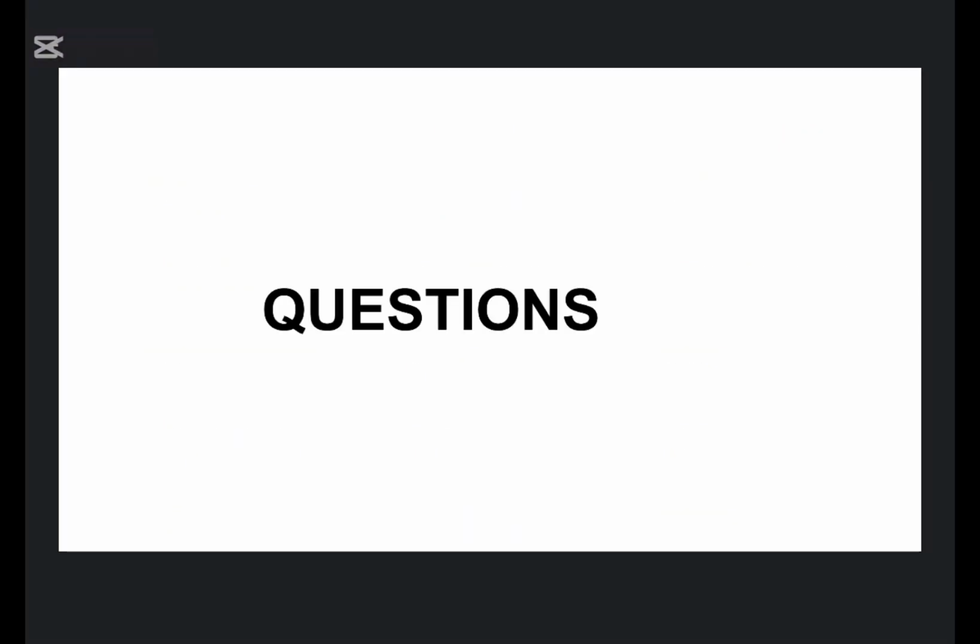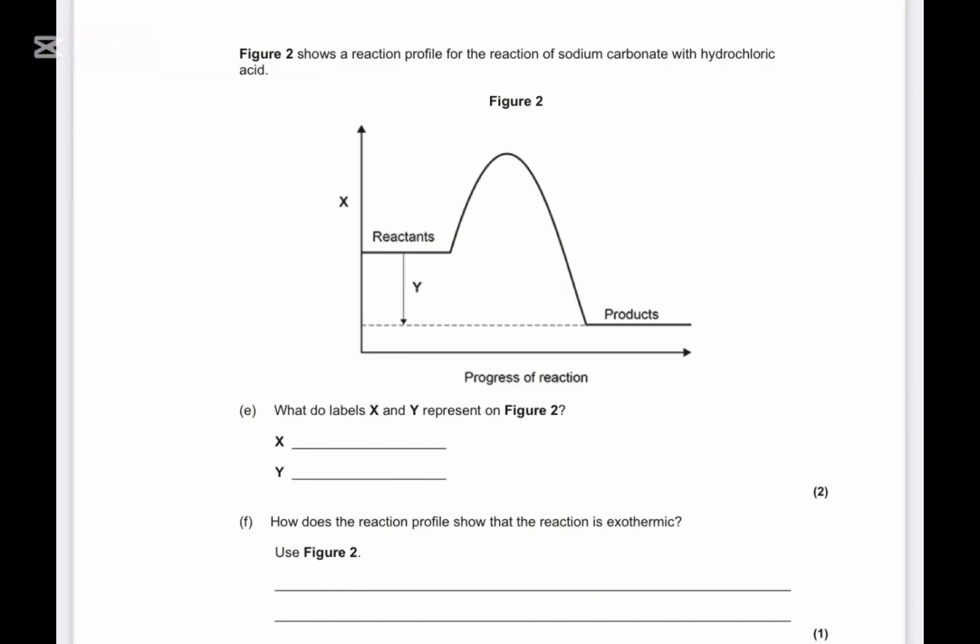Now, let's attempt some GCSE questions. Here's the first question on our list. It says, Figure 2 shows a reaction profile for the reaction of sodium carbonate with hydrochloric acid. X represents energy, while Y represents the overall change. How does the reaction profile show that the reaction is exothermic? This is way too easy. The number one reason why it is exothermic is that the level of the product is below that of the reactant, which shows that energy is being given off to the surroundings. So that's the major answer.